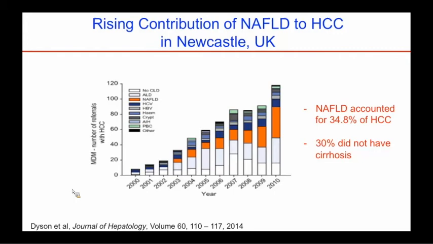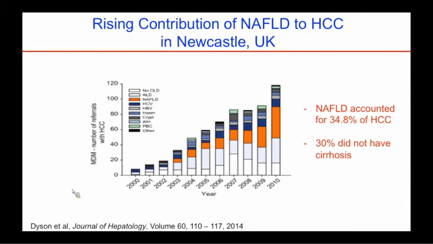As of 2010, which is of course many years ago, over a third of their HCCs were NAFLD. Here's the part that's really, I would say, striking: 30% did not yet have cirrhosis. And this is almost identical to data that's come out in a VA population from Hashim El-Sarrag.